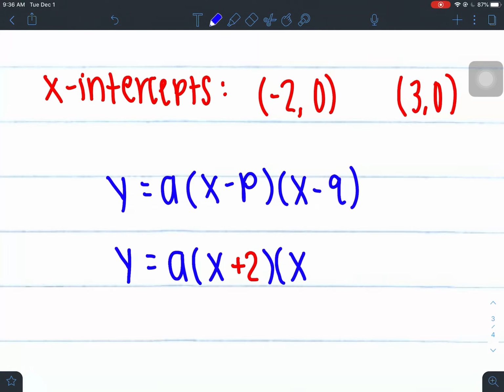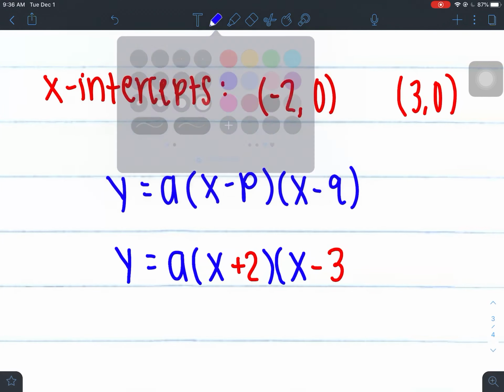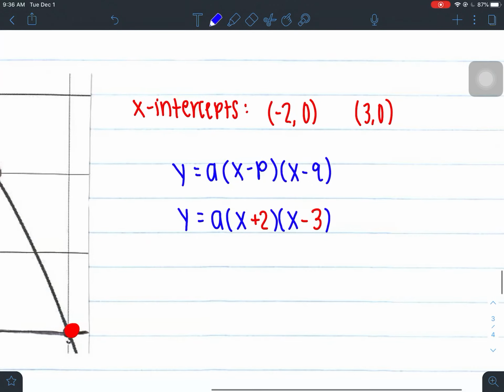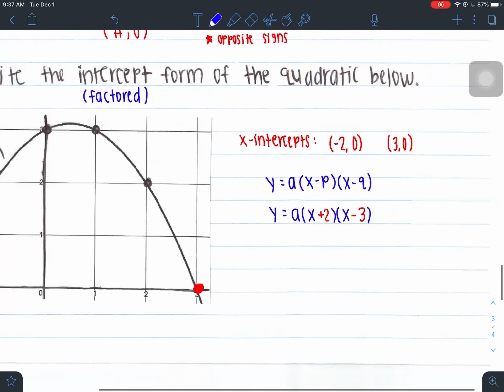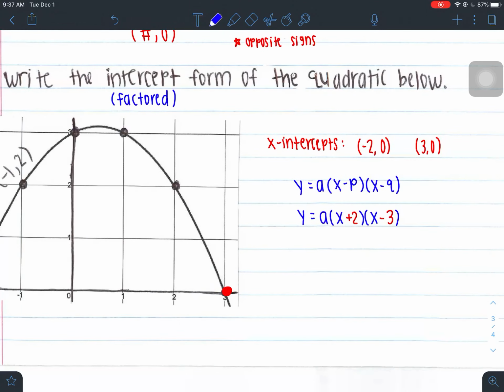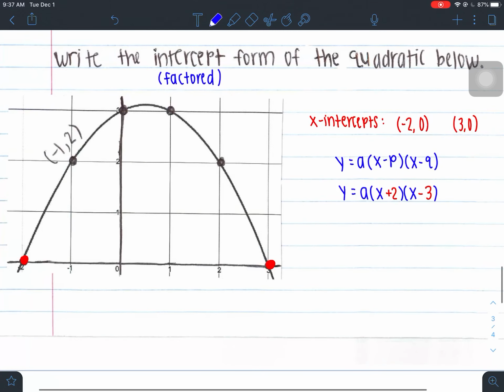Okay? And then the second part, I have x, and then your q is the other one, so it's going to be -3 because it's opposite signs, and then I close the parentheses. So here's what I know so far. But remember, the only two variables you should ever have in your final equation should be x and y. So that means we need to figure out what a is, and they didn't give us a at all, so we need to find a.